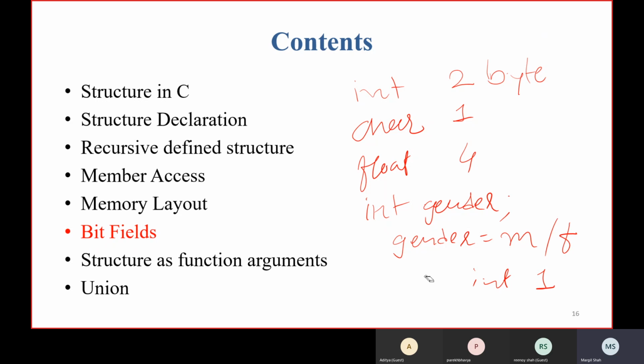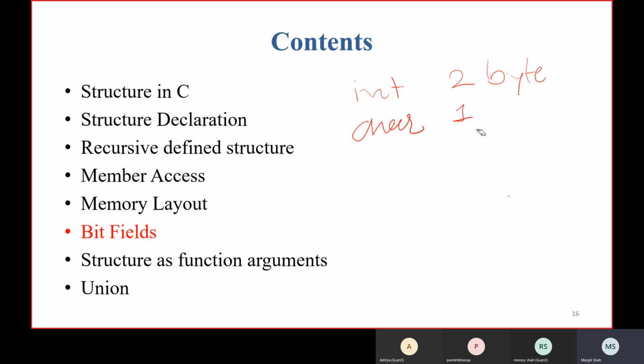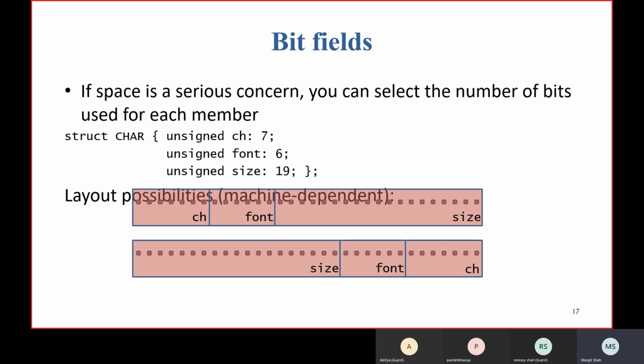Still I am not satisfied with the memory occupied by the system, and I would like to reduce it more. In that case I can say that I will go for bit field. Because ultimately, predefined structure or predefined data type may be used to store the data value. So here instead of that we have another choice, that is a bit field, and that allows us to work with smaller sizes than the existing ones. So if space is a serious concern, you can select the number of bits used for each member.